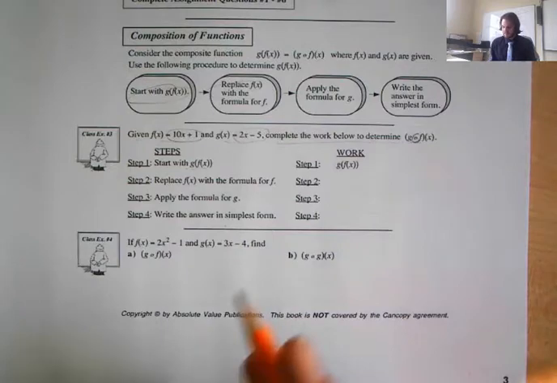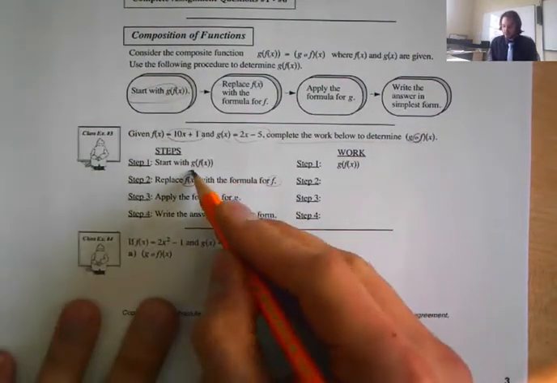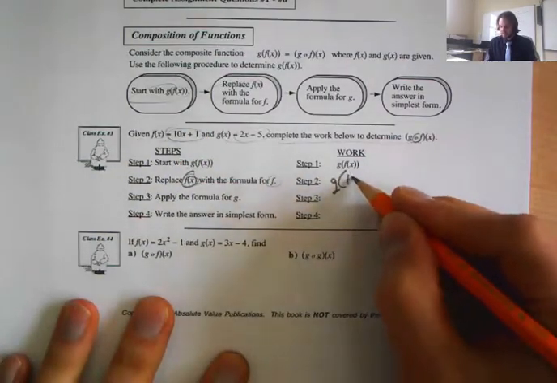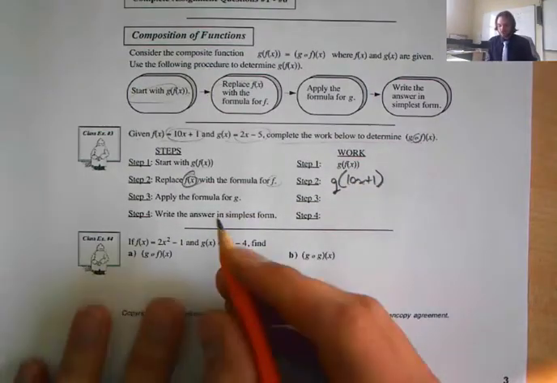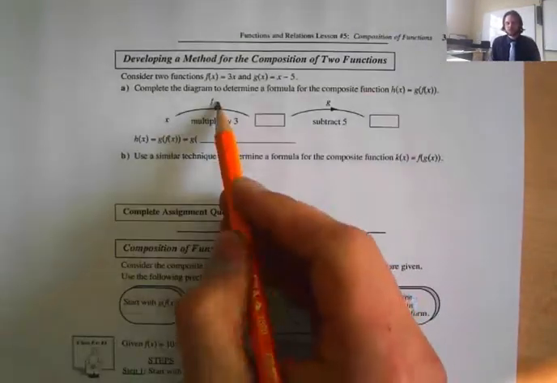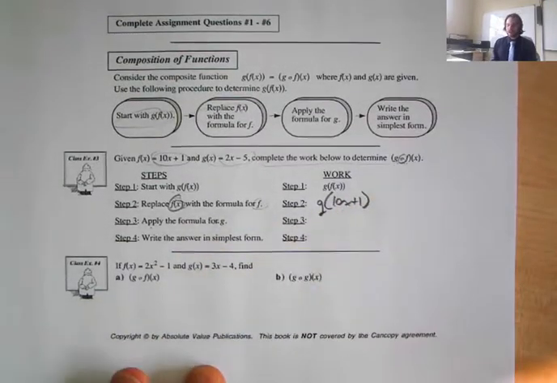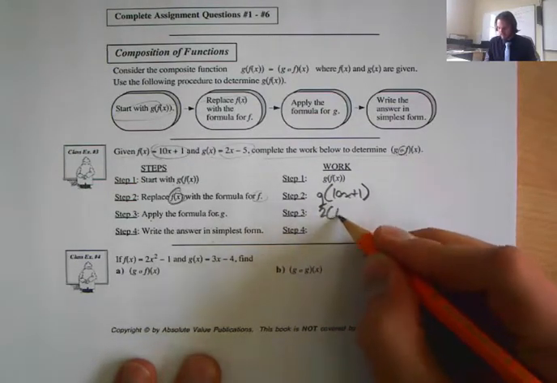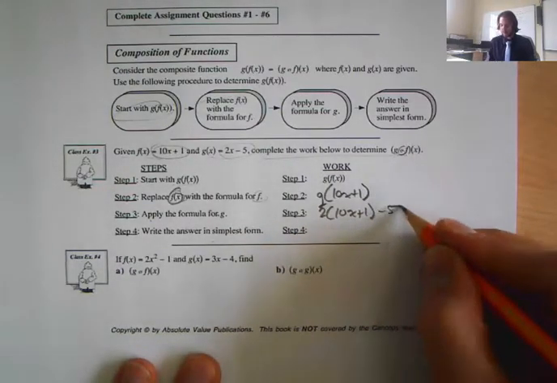Okay? Now, replace f of x with the formula of that, because we know what f of x is, so it's a substitution. So now it's g of 10x plus 1. Okay? Now, we're going to apply this to formula g. It's kind of like what we were doing in these loop things up here. So we're applying this into formula g. So all of this replaces every x in g now. So we end up getting 2 times (10x plus 1), and then we're going to subtract 5.